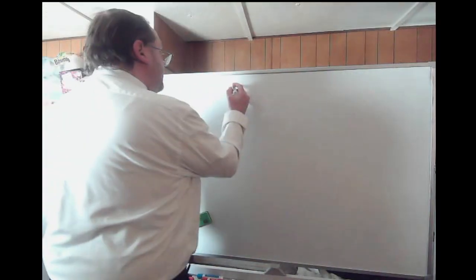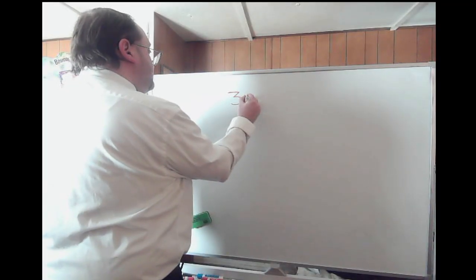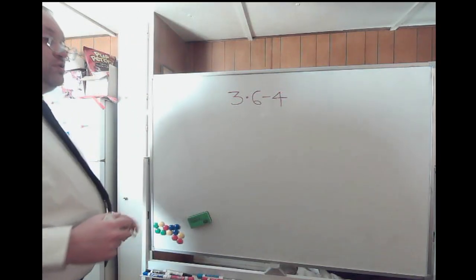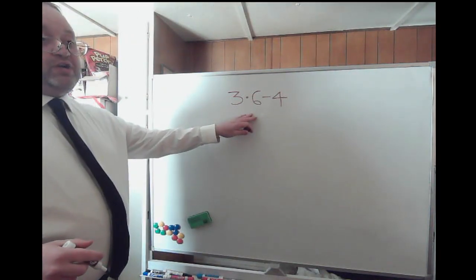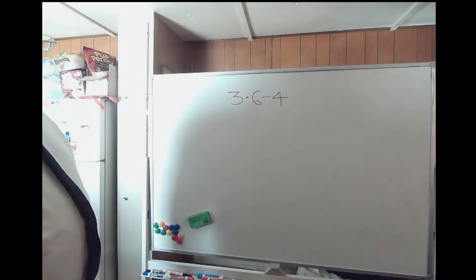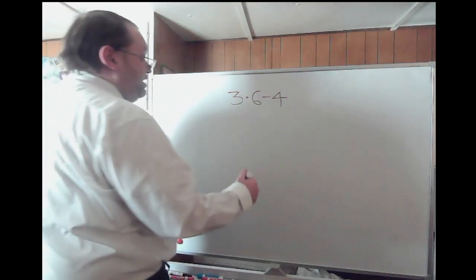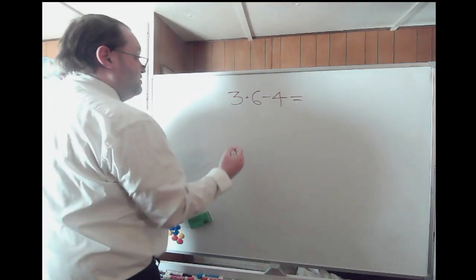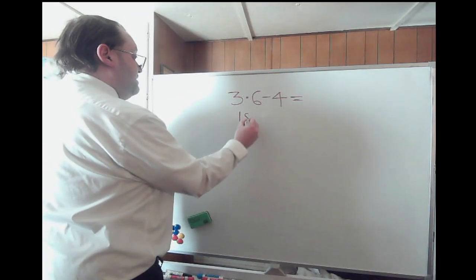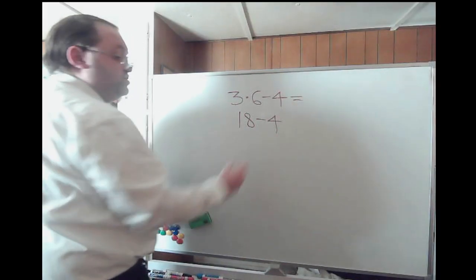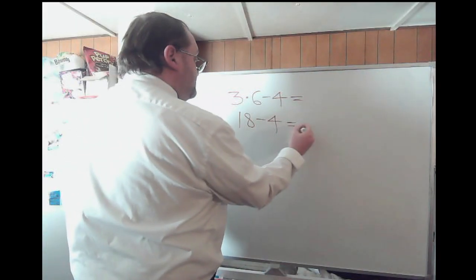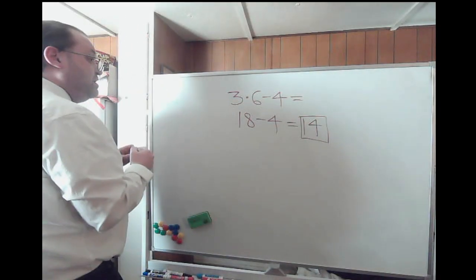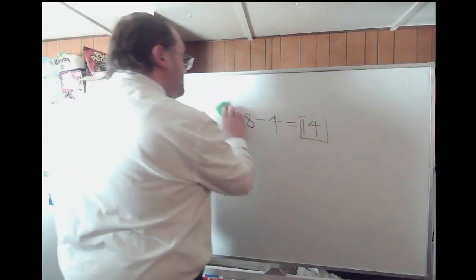Alright, so let's do a little bit of basic math review here. Let's say you have something like 3 times 6 minus 4. This is a numerical expression, your classic everyday math problem. Of course, we're going to do the multiplication first. 3 times 6 is 18. Then you still have minus 4. Now this is just a subtraction problem. 18 minus 4 is 14. So the answer for this is 14.